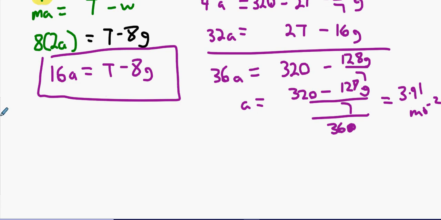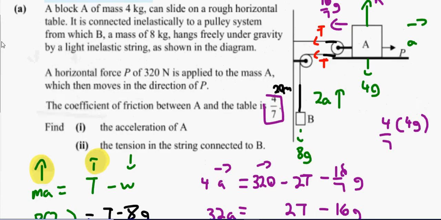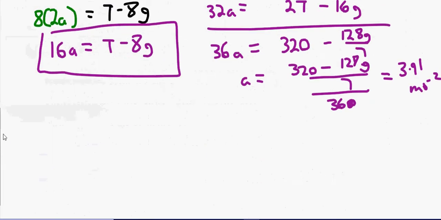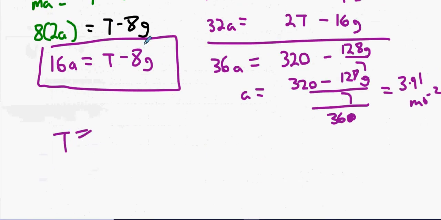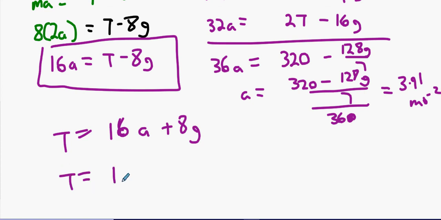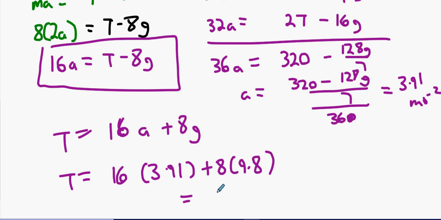So the next thing is tension T. So T equals 16a plus 8 times gravity, and then T equals 16 times 3.91 plus 8 times 9.8. What do you get for that? 140.97. Yeah, 140.97 newtons. That's perfect, okay?